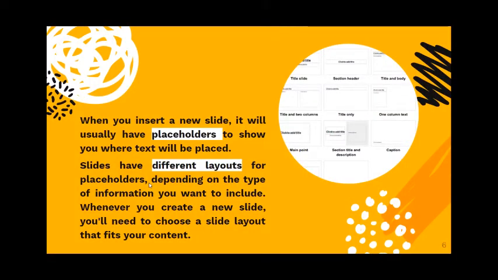When you insert a new slide, it usually has placeholders to show where the text will be placed. The placeholders are those boxes that say "click here to edit text." All the slides have different layouts for these placeholders, depending on the type of information you want to include. Whenever you create a new slide, you'll need to choose a slide layout that fits your content. So are you going to use a one-column text? Or maybe you want a title so you can add pictures? Or maybe you're doing a caption. What would your slide work for?